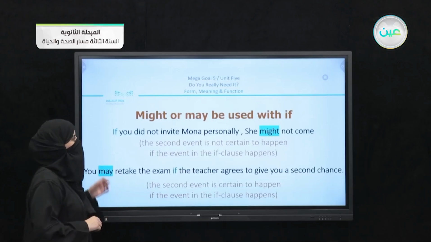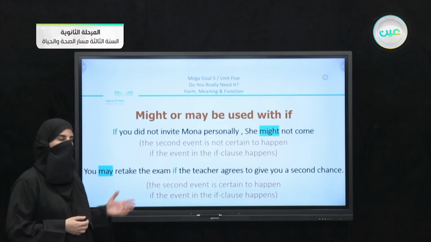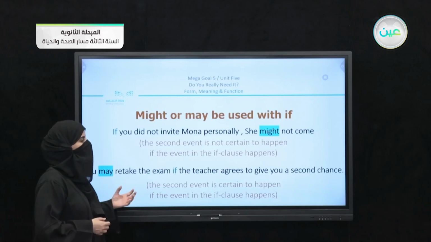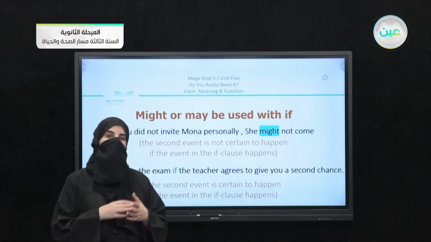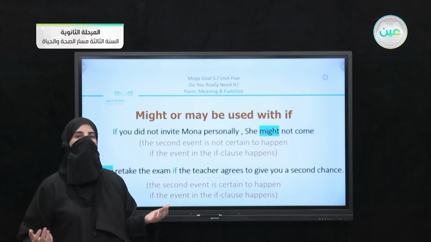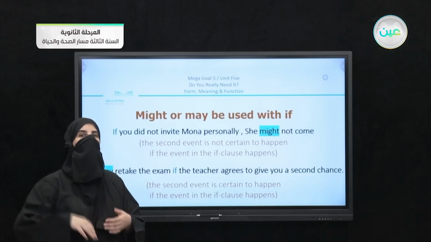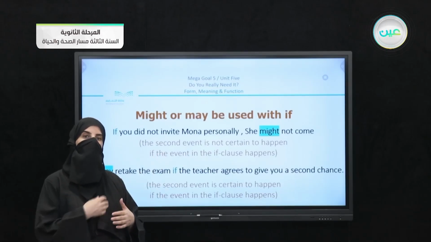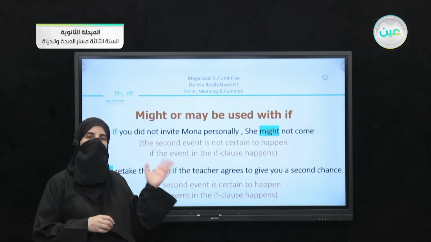Now, in the first example, the second event is not certain to happen if the event in the if clause happens. And in the second example, the second event is certain to happen if the event in the if clause happens. So here we do have a matter of possibility. Now we're using might or may. Either way, there is a possibility for something to happen or not happen. So we are going to combine the idea of possibility and use it with the conditional sentence here, which is used with if. So now you understand that we are giving possibility, either it happens or not, with the condition that we have in if.